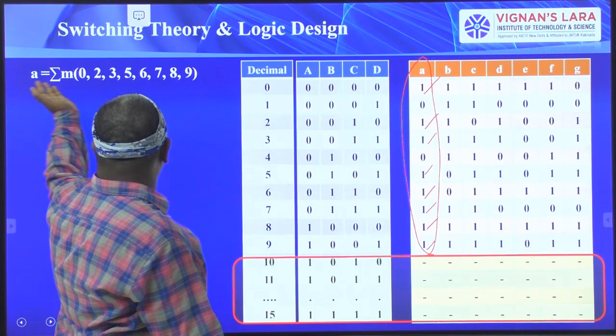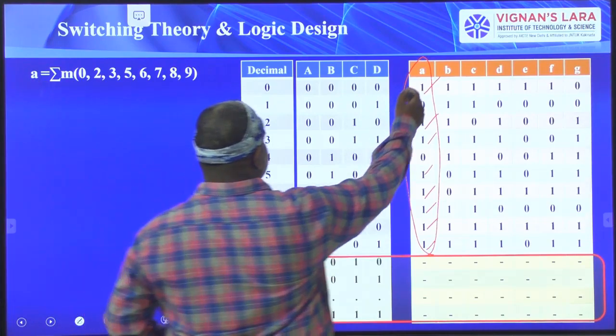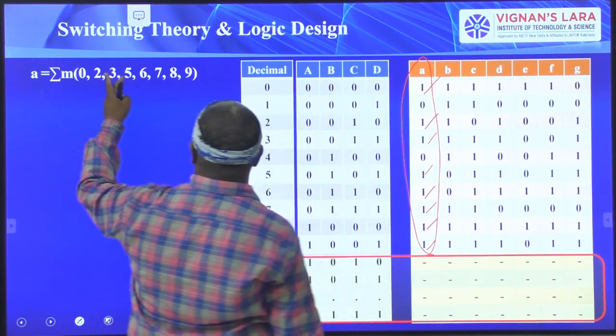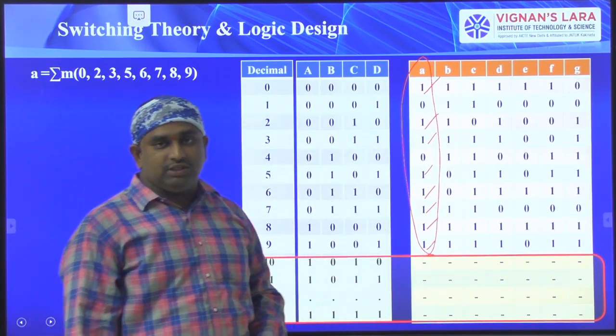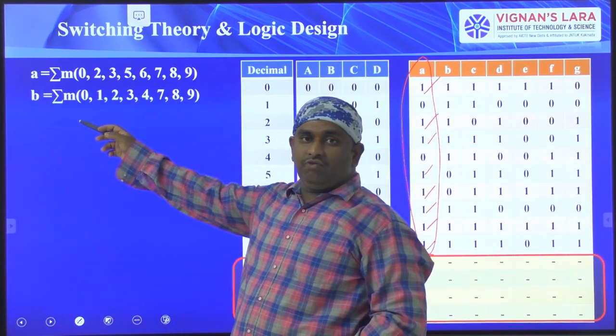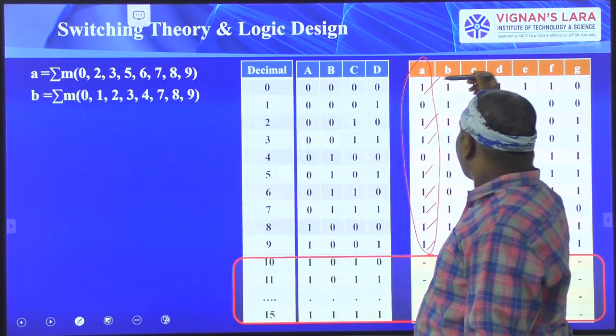So see here, A is equal to sigma m of 0, 2, 3, 5, 6, 7, 8, 9. So this is about equation A. Next, coming to equation B. Equation B you have to write down from here.